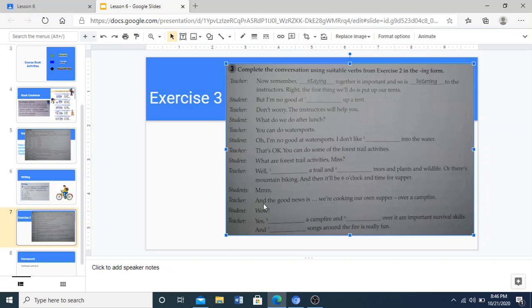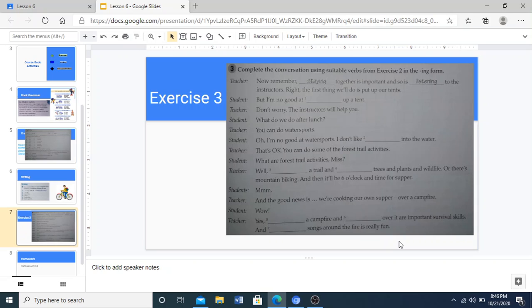Hmm. And the good news is we are cooking our own supper over a campfire. Wow. Yes, dash a campfire and dash over it are important survival skills. And dash songs around the fire is really fun.